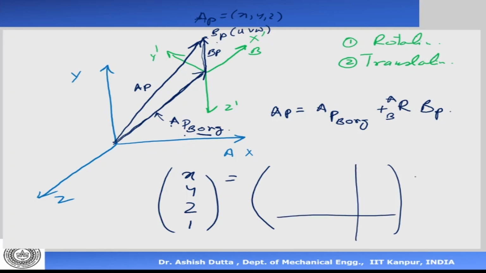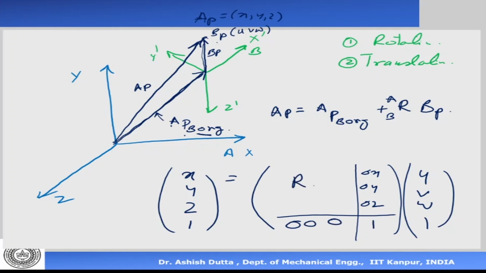this matrix, which has 4 parts. This is my BP, U, V, W, and 1. This is the distance between the origins, del X, del Y, and del Z. This is 0, 0, 0, 1, and this is the rotation matrix, which is a 3 by 3 matrix here. If it was a rotation about the Z axis, then this is going to become cos theta, minus sin theta, cos theta, 0, 0, 1, 0, 0. This is a 4 by 4 matrix, and it is called the homogeneous transformation matrix.